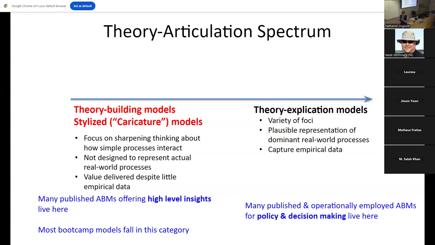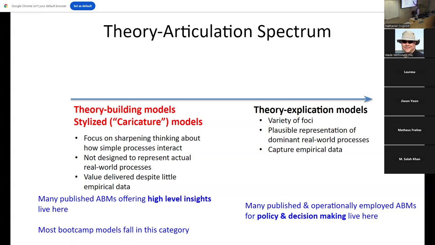A lot of the main players and stages, and stage-to-stage progression, transmission mechanisms maybe are clear. And very commonly here on the right-hand side, your focus is on capturing empirical data, making sense of that empirical data, utilizing it. There are many published and operationally employed ABMs for policy and decision making that live over here on the right, where they examine trade-offs between different interventions. They try to project forward how COVID might go in the Delta wave. They seek to understand how multi-drug resistant organisms might respond to changes in metaphylaxis and prophylaxis in treatment delivery of antimicrobials in the context of feedlots or something like that.